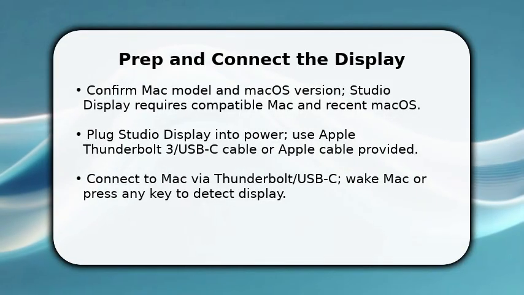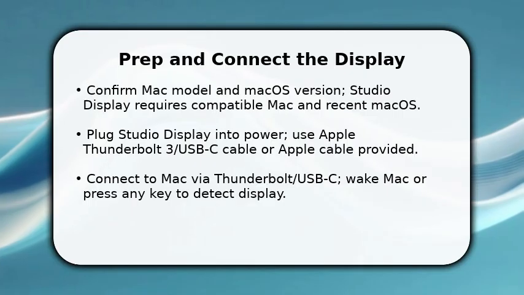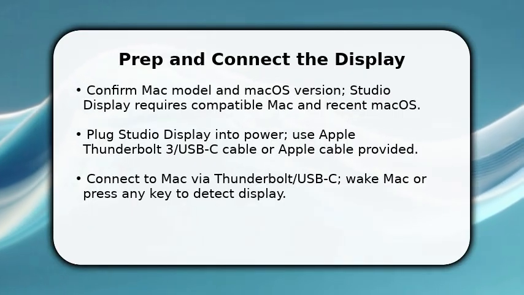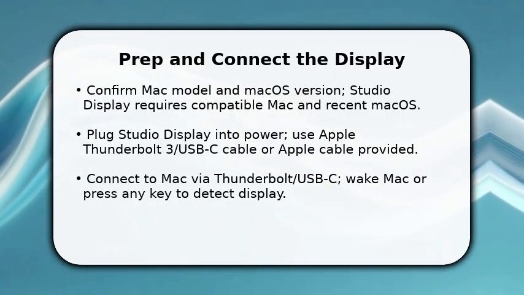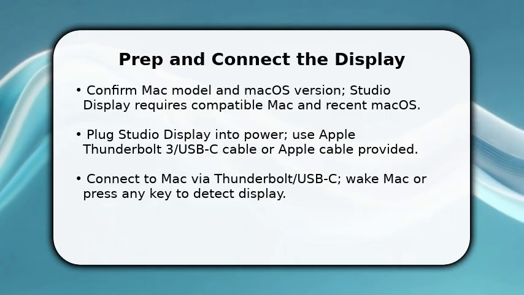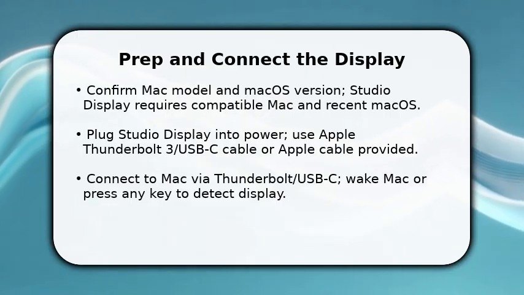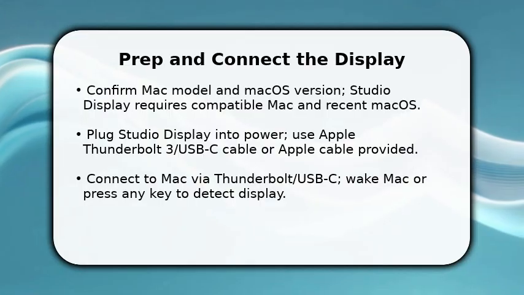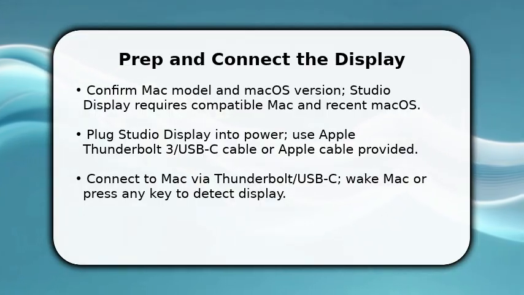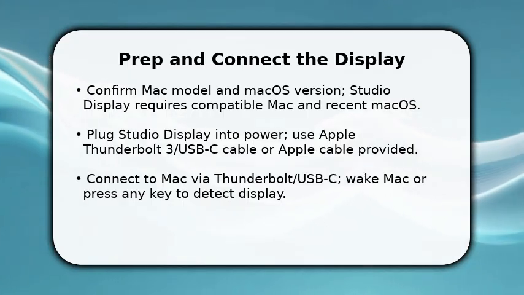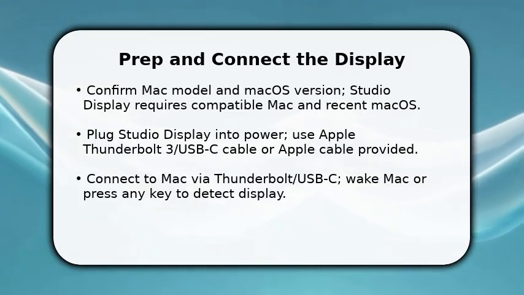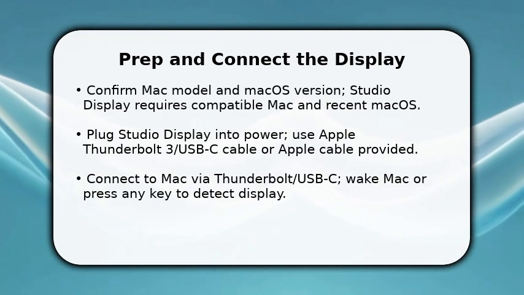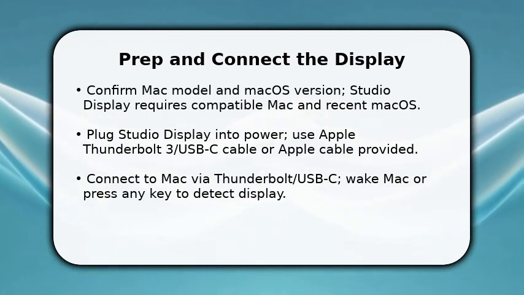You start by verifying compatibility and getting power and data connected. First, check your Mac model and make sure macOS is up to date so drivers and firmware will work. This avoids detection issues. Once done, plug the Studio Display into power, then connect the Thunderbolt 3/USB-C cable to the display and your Mac. Make sure the Mac is awake. Press a key or click the trackpad, because the display typically turns on immediately when it senses a live connection.